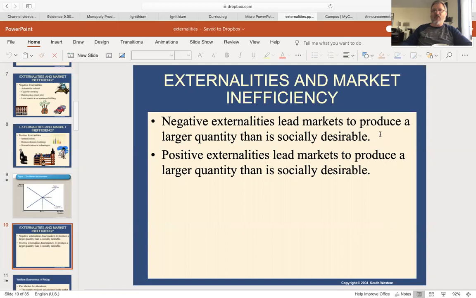Negative externalities lead markets to produce a larger quantity than is socially desirable, and positive externalities lead markets to produce, it should say, a smaller quantity. This is an error in the slide, a smaller quantity than is socially desirable.